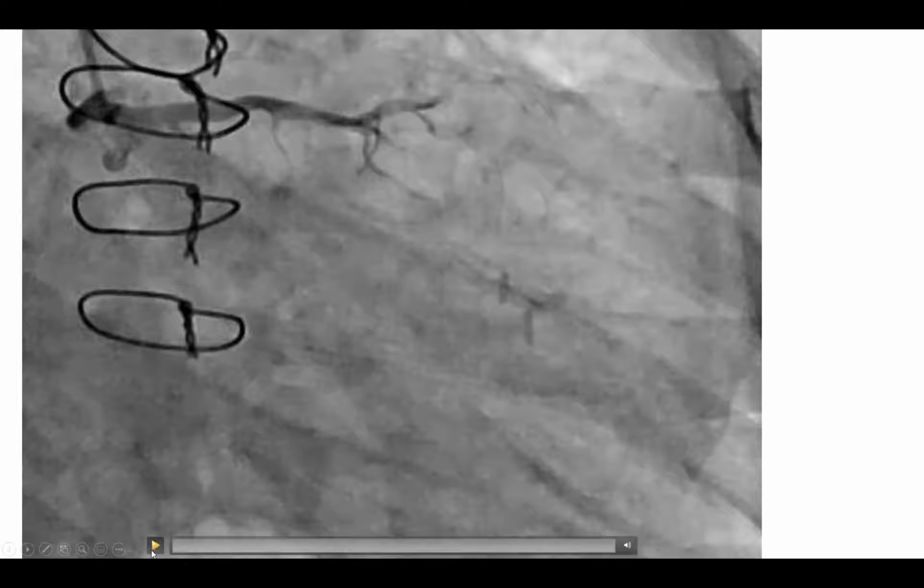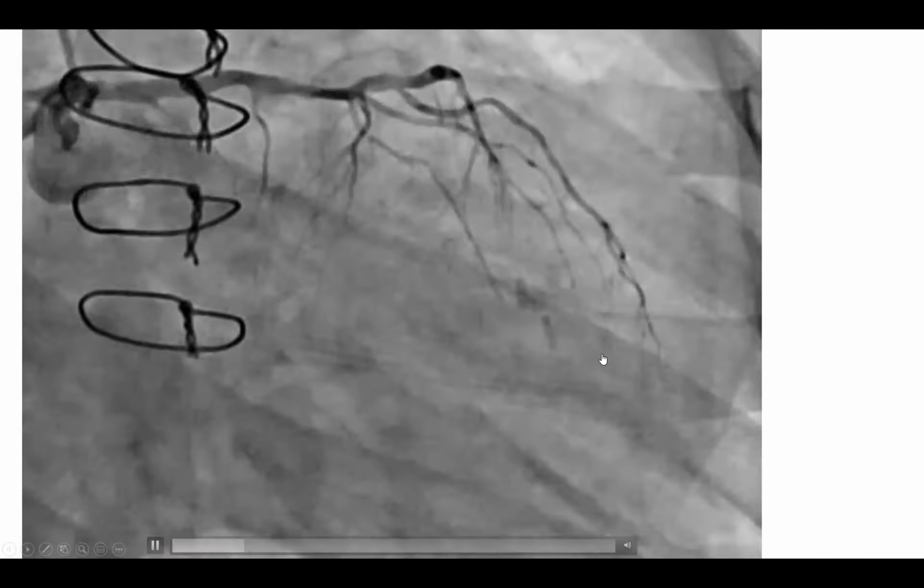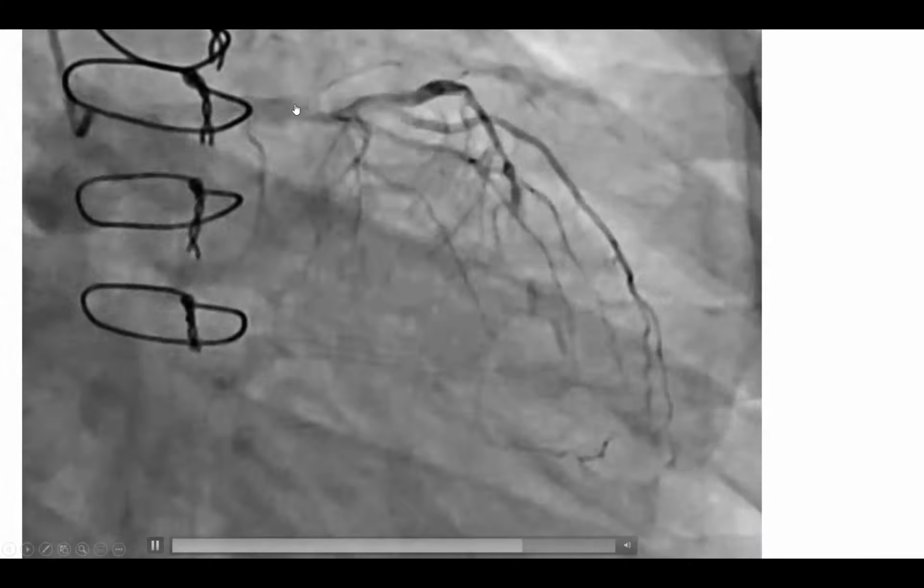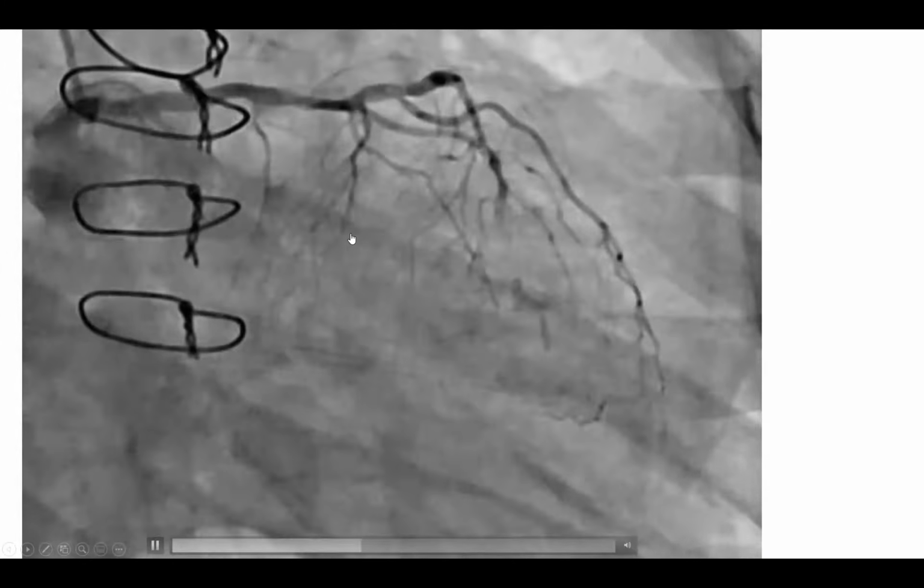I typically take 2 shots of the native arteries. I try to limit contrast in those cases, so we usually do, instead of 4 or 5, two native views. My 2 most important views in general are RAO caudal and shallow RAO cranial. Those are the 2 views I take. So this is the first view in this patient, the RAO caudal.